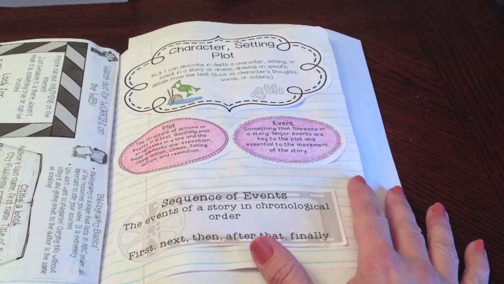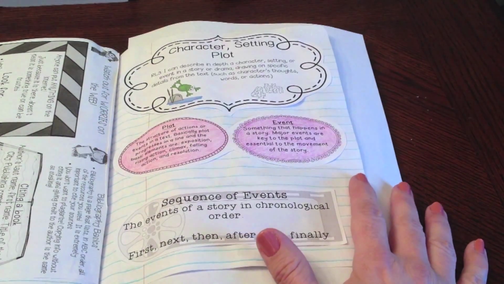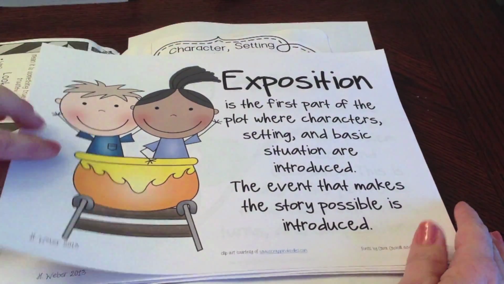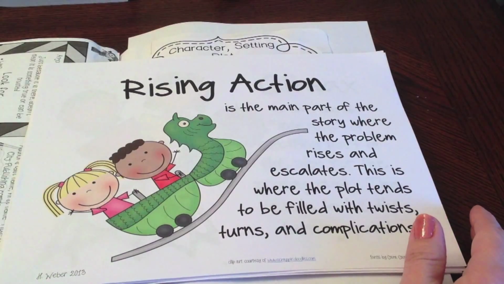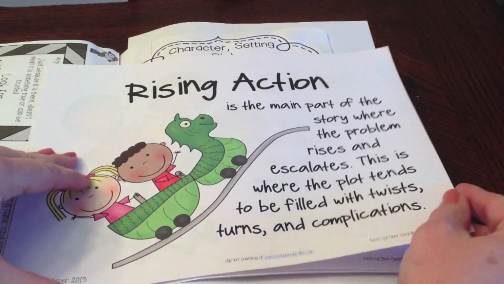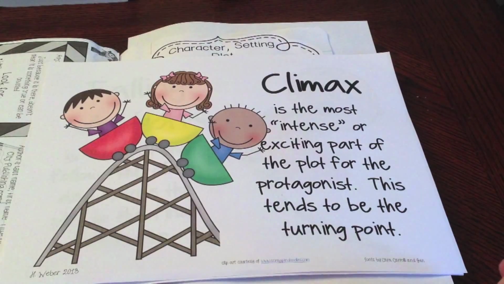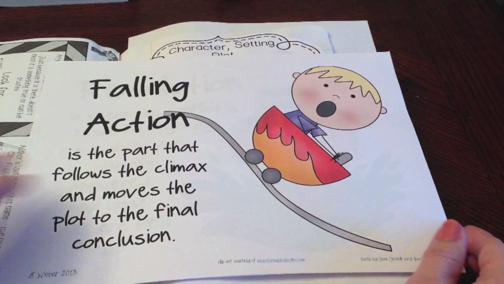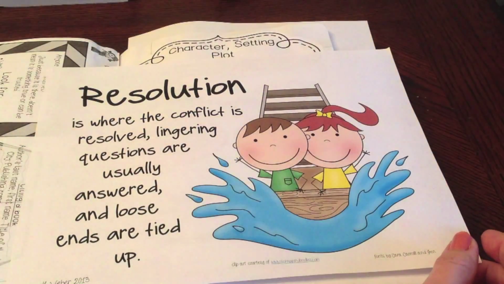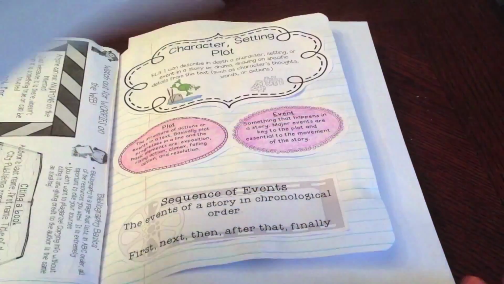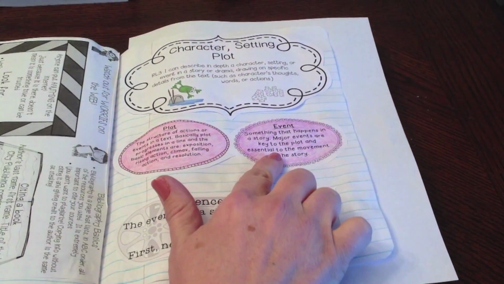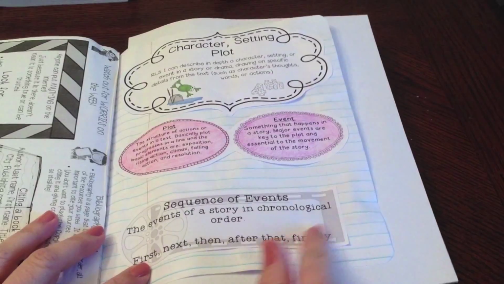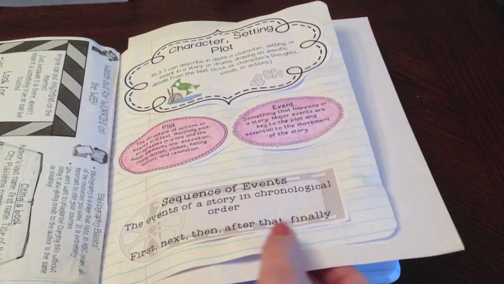Now, we've learned a little bit about plot and the basic elements in a plot, that being the exposition, the rising action, the climax, the falling action, and the resolution. We know that our plot is made up of events, and it's that sequence of events putting that story into order.